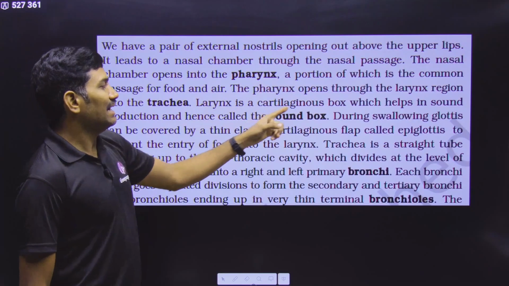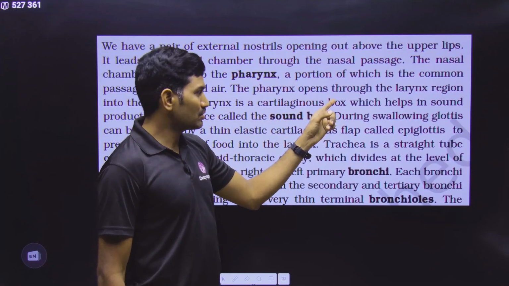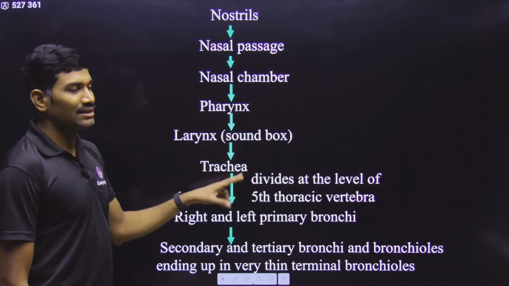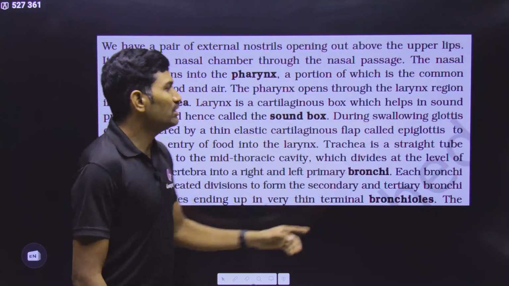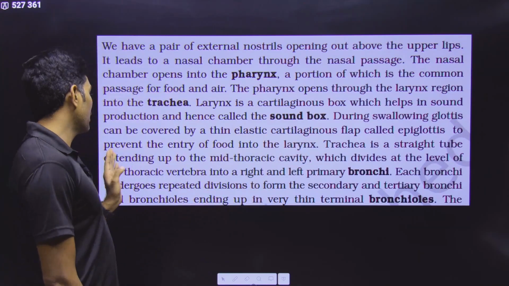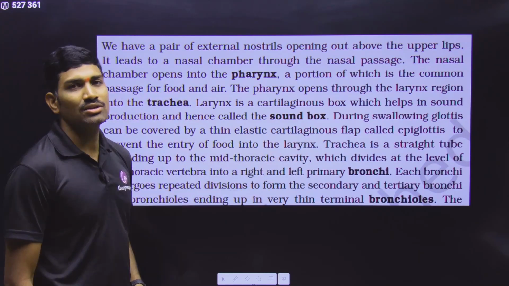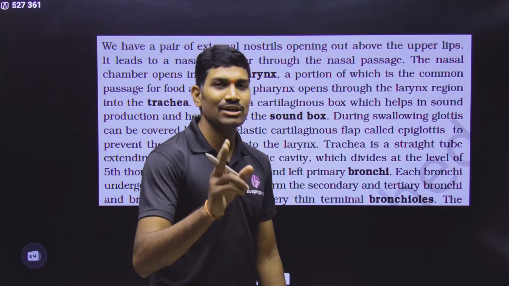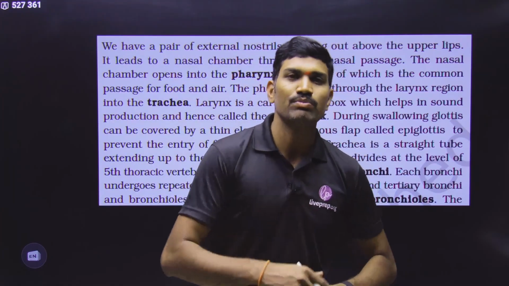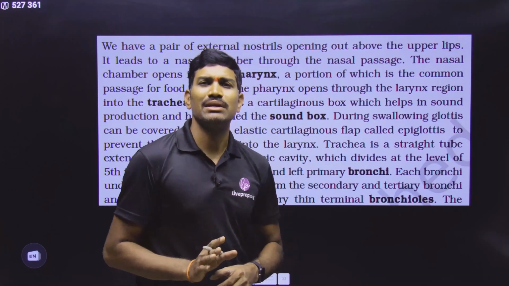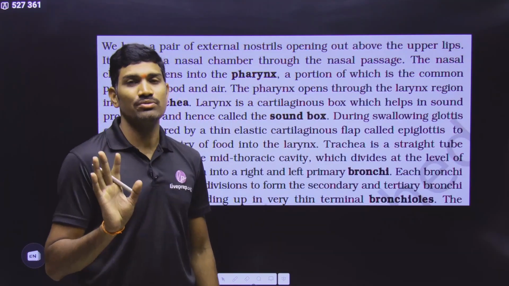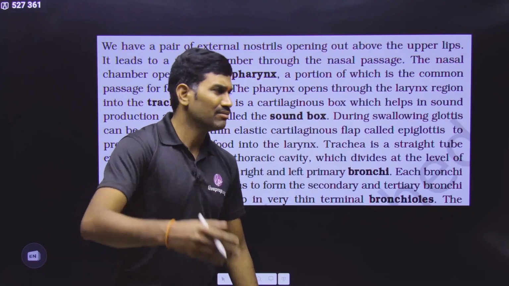Next one. The larynx is a cartilaginous box which helps in sound production. That's why it is called the sound box. Next one. During swallowing, the glottis can be covered by a thin elastic cartilaginous flap called the epiglottis to prevent the entry of food into the larynx. The same sentence I already told you, and I explained it even in the digestion and absorption chapter. So please go through that. Even though that chapter is deleted, it is very important. Please go through at least those two videos. Anyhow, I will give the proper explanation in the next lecture.